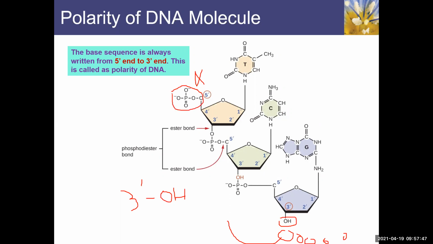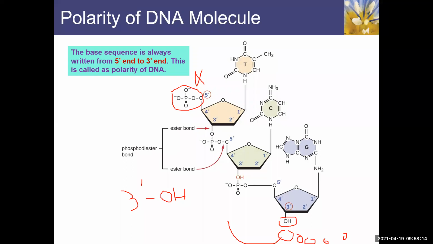Okay, so that's why every strand always has what? A 5' end and a 3' end. So we can say that this DNA is polar. This is the polarity of the DNA. Did you all understand what is the meaning of 5' end and 3' end, the two ends of the DNA? Because DNA has a directionality.